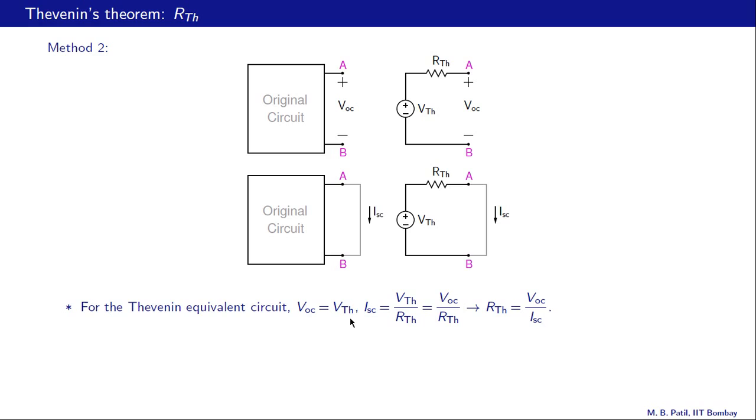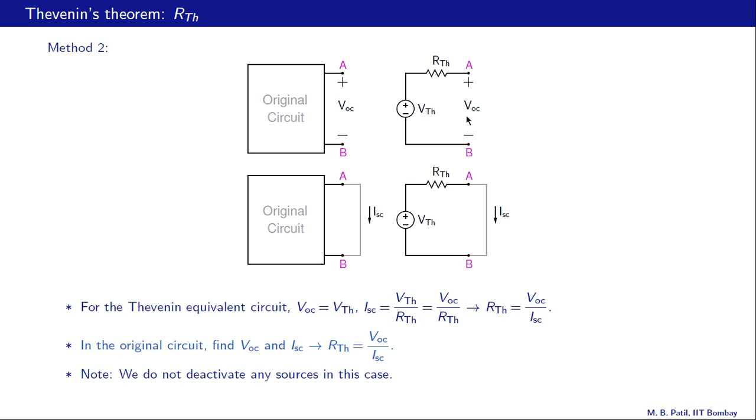Alright, let us now look at the short circuit current. ISC is simply VTH divided by RTH, because there is no other resistance in the circuit. So that gives us ISC equal to VTH divided by RTH. And VTH is the same as VOC, therefore ISC is equal to VOC divided by RTH. And that gives us a formula to obtain RTH, that is RTH equal to VOC divided by ISC.